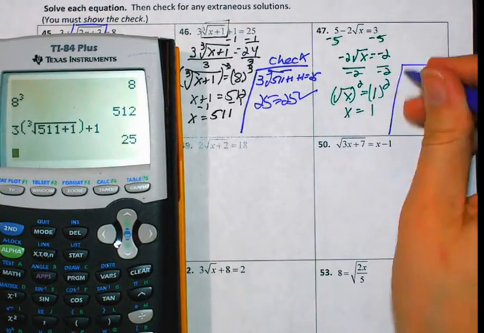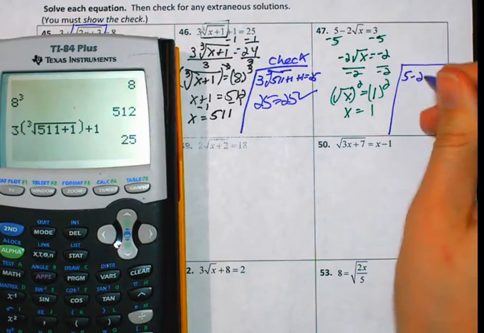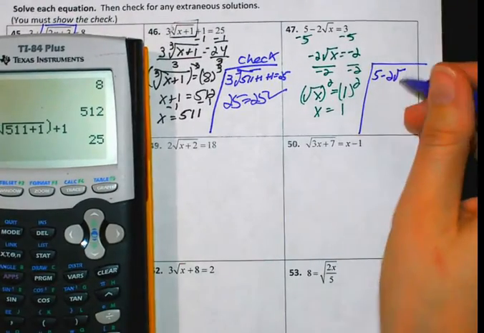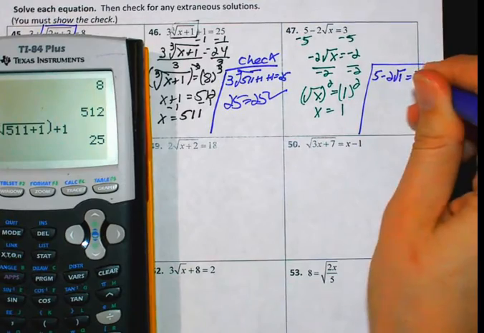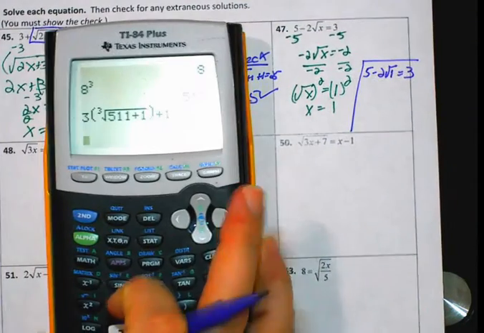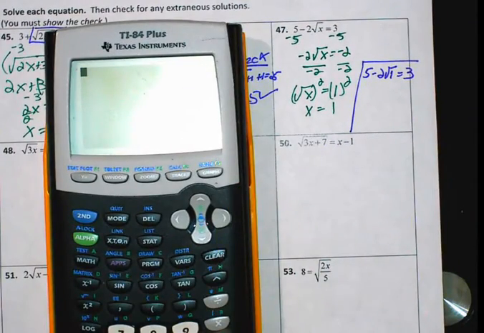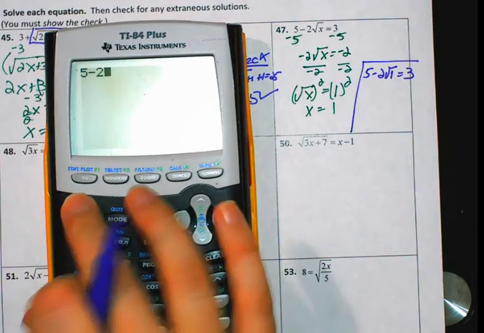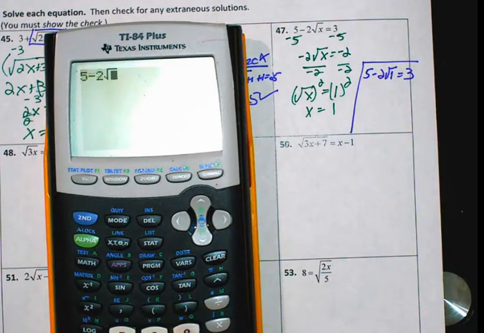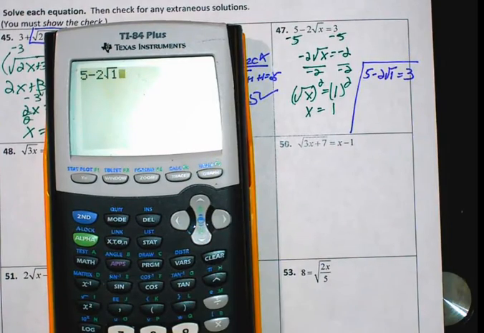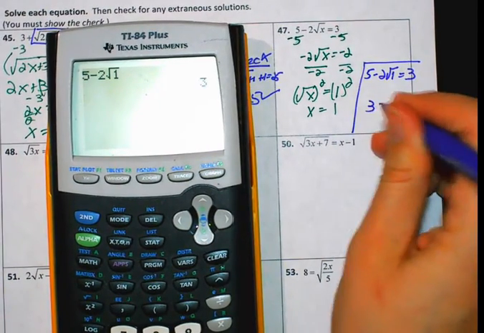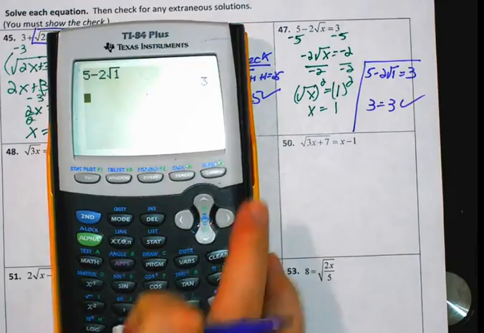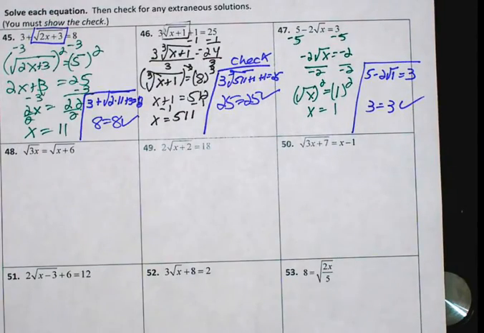I'm going to check by substituting back in. So I've got 5 minus 2 square root of 1 equals 3. I'm going to plug the left side of the equation in. 5 minus 2 times the square root of 1. That gives me 3. 3 equals 3. So that works out. Okay, moving on.